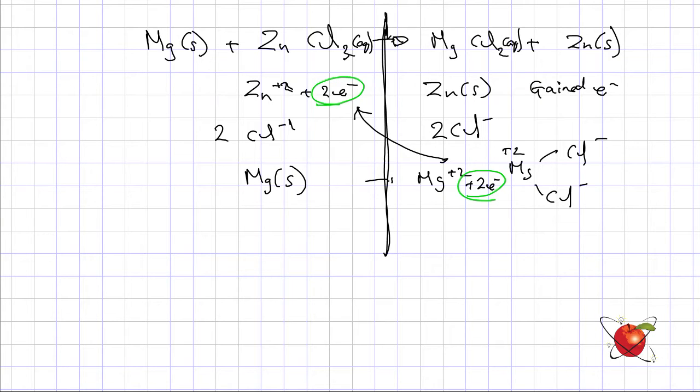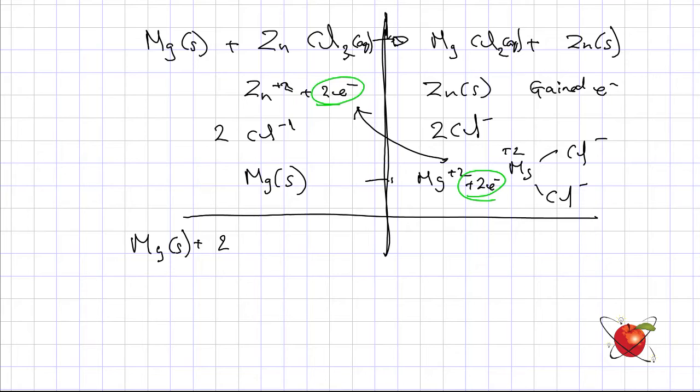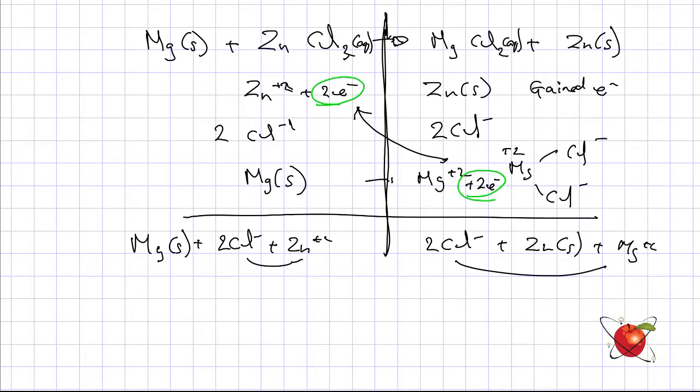But the magnesium has lost 2 electrons, and that's where the balance comes into it. Now we can just add them, and we can then say, therefore, Mg solid plus 2Cl minus plus Zn plus 2, there's our zinc chloride, goes to 2Cl minus plus Zn solid plus Mg plus 2, and that's our magnesium chloride, and that's our zinc chloride. And that's our balanced chemical reaction for it, right? That's the way we're going to approach these.